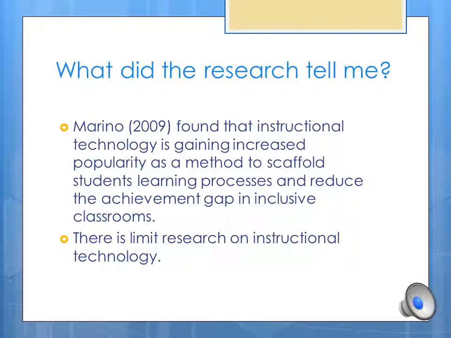In this article, Understanding How Adolescents with Reading Difficulties Utilize Technology-Based Tools, Marino studied the benefits of incorporating technology-based tools into the classroom setting. He found that instructional technology is gaining increased popularity as a method to scaffold students' learning processes and reduce the achievement gap in inclusive classrooms. A limitation he found was that there needs to be more research on instructional technology for it to be used more within classrooms. This really sparked my interest in seeing if there was a connection between technology and universal design for learning.